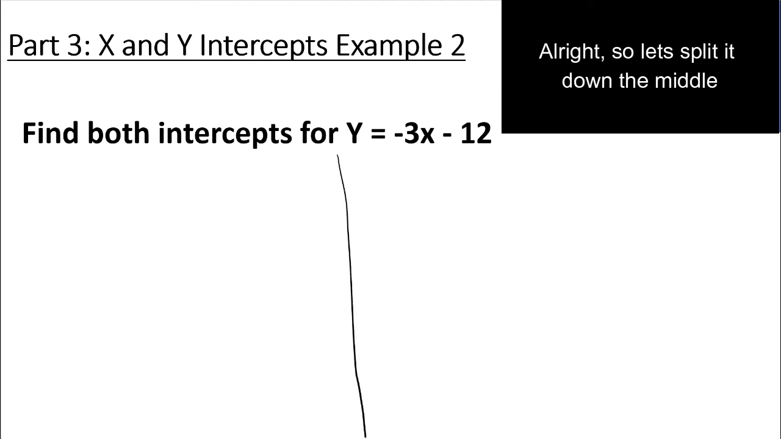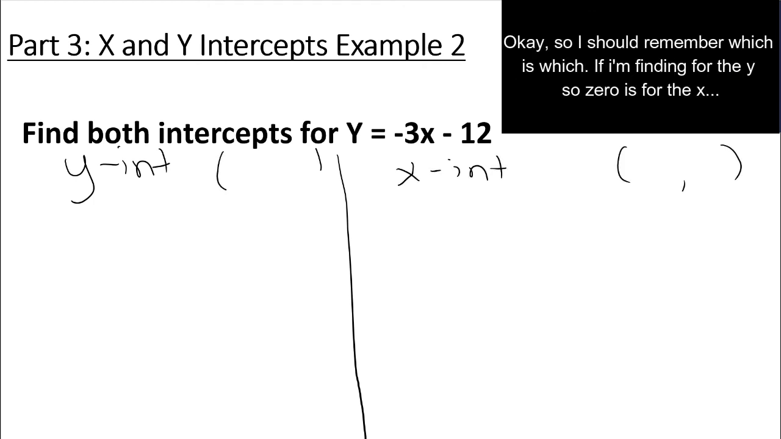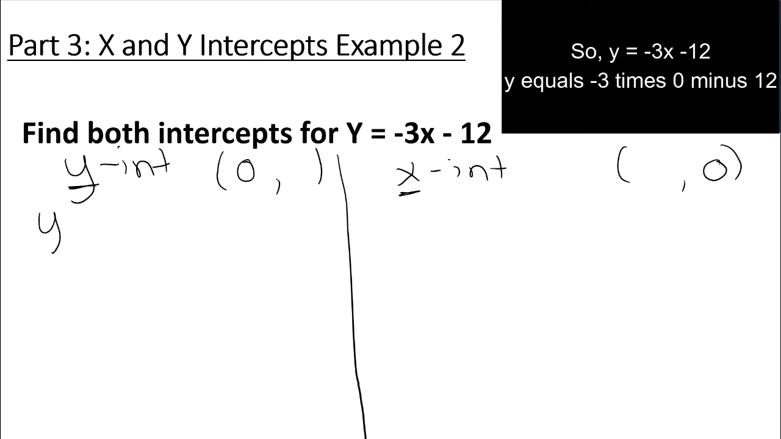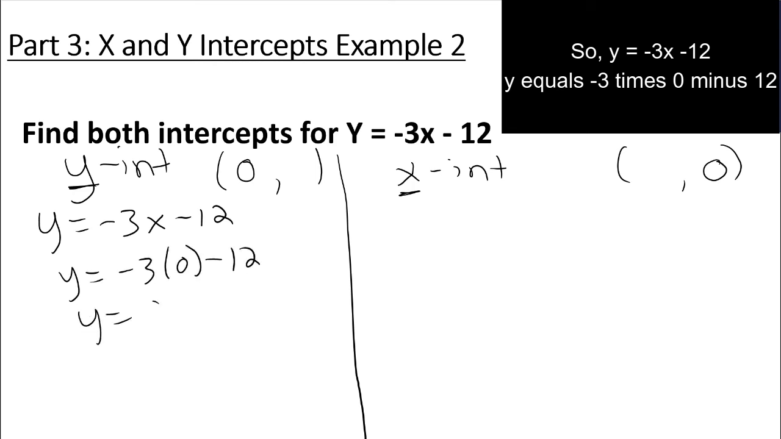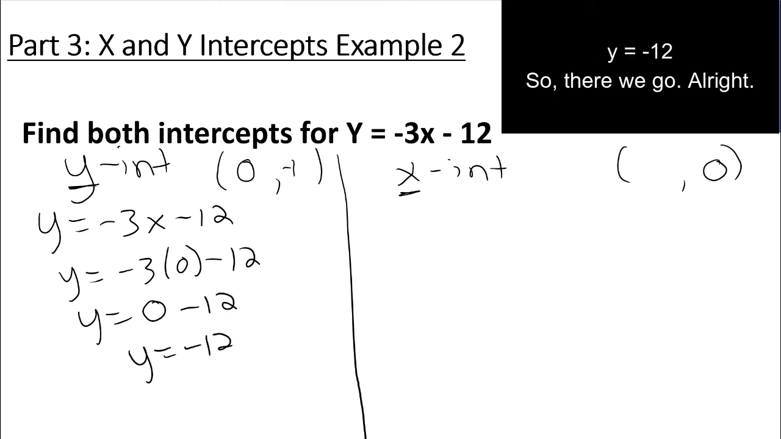All right, so let's split it down the middle. I'm going to put my y-intercept work on the left and my x-intercept work on the right. I should remember which one's which. I'm finding the y, so 0 is for the x. I'm finding the x, so 0 is for the y. So y equals -3x minus 12. Y equals -3 times 0 minus 12. Y equals 0 minus 12. Y equals -12. So there we go.